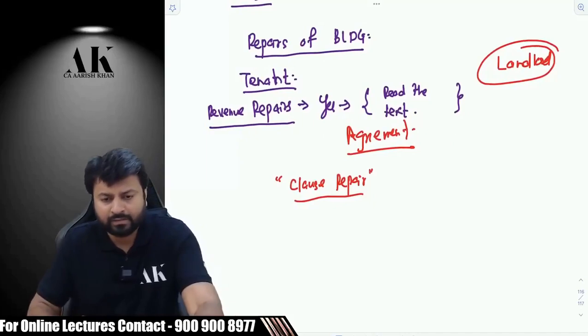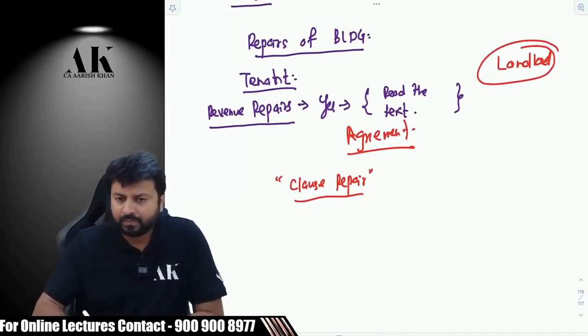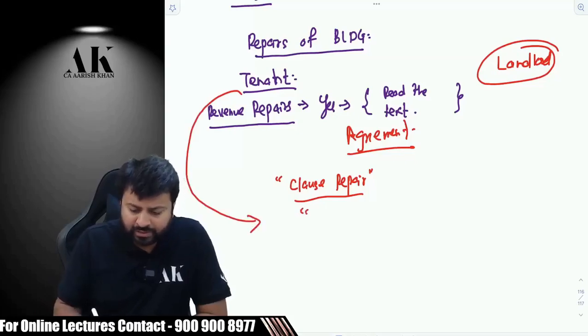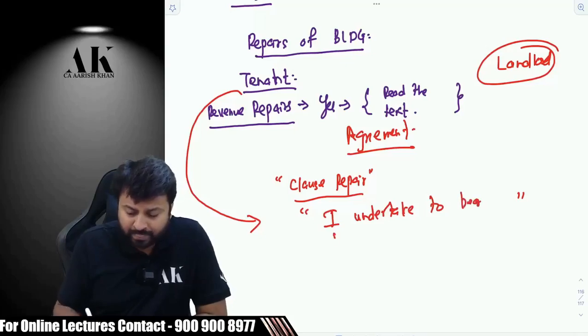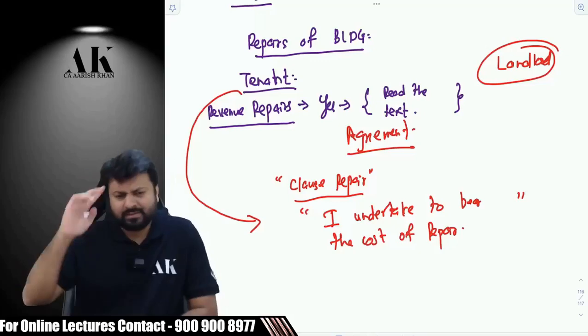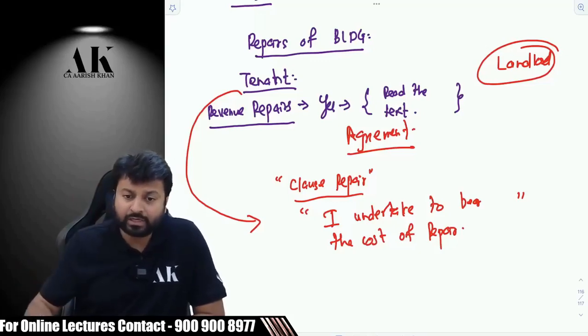Okay. So, for example, if the tenant wants the deduction, it has to be written in the agreement that I undertake to, say, bear the cost of repairs. Then only the deduction will be allowed to whom? Say please, to the tenant. Otherwise, it won't be allowed to the tenant.